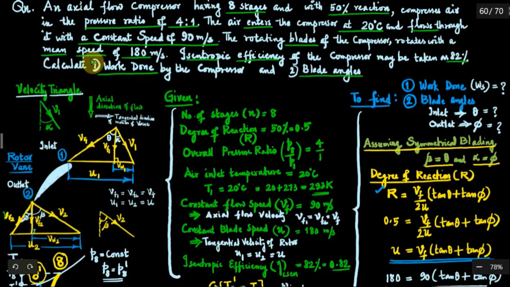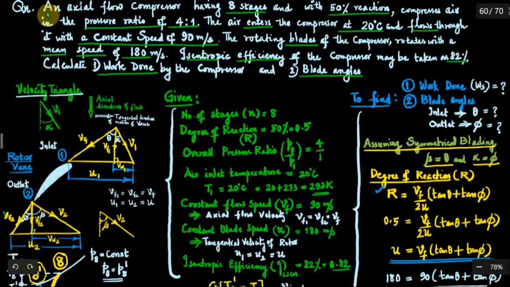Welcome to the fourth lecture on axial flow compressors. In the previous two lectures, we discussed the velocity triangle and established important relations applicable for axial flow compressors, including the expressions for work done, degree of reaction, etc. Now, using those relations, we will try to solve a numerical problem.